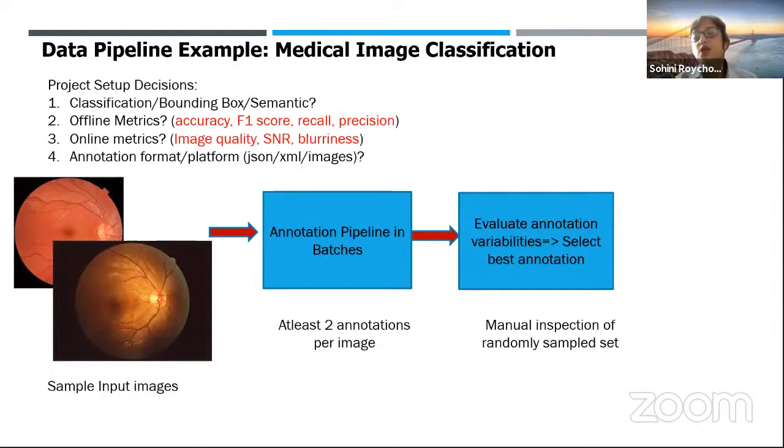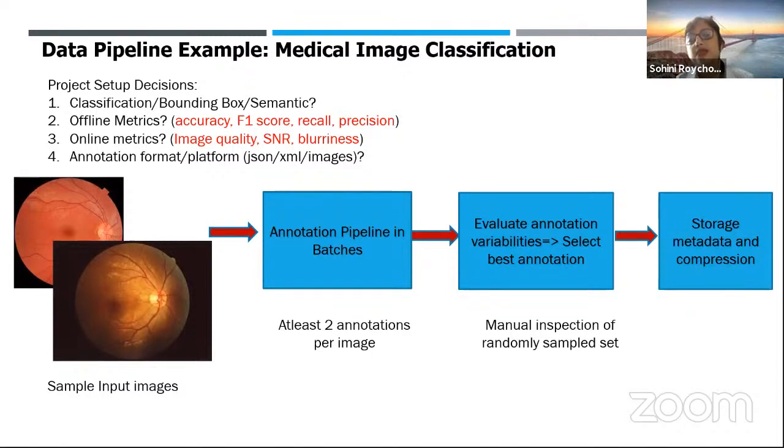Next, you get into evaluating annotation variabilities. You select the best annotator. Like I mentioned, it could be manually randomly selected, or you can even have a deep learning algorithm or a machine learning model tell you how much it disagrees with that one annotator. And then finally, you store the metadata with compression.